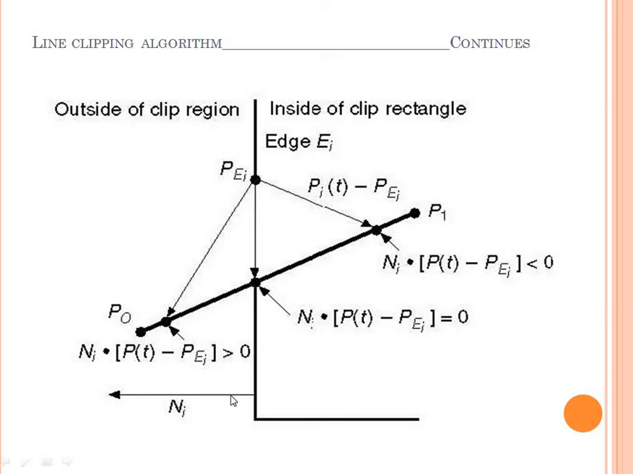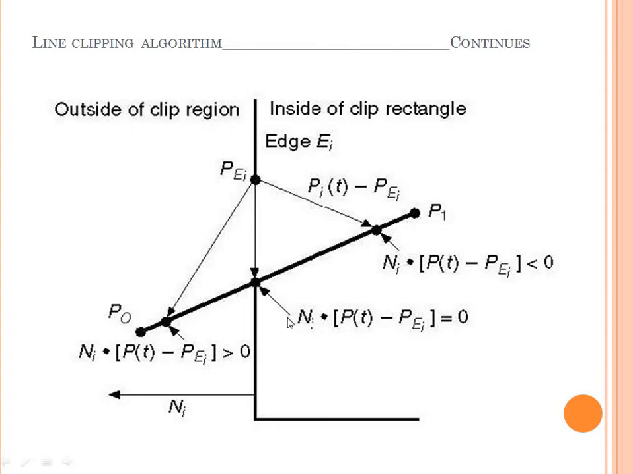So for the angle, if we multiply cos theta into this dot product, that is cos theta into n, cos theta into P of t minus P of Ei, then the cos of 90 degrees is equal to 0. So the result of cos of 90 degrees is equal to 0, then the dot product is equal to 0. That means the point B lies on the boundary of the rectangular window.